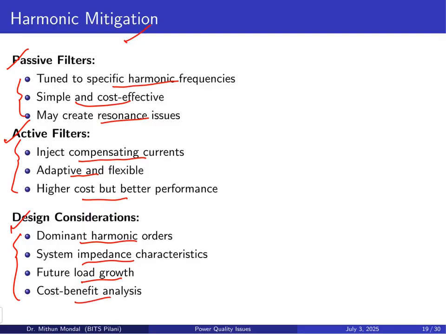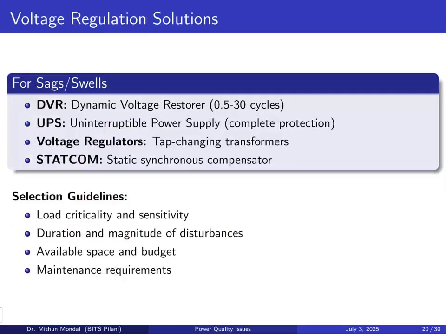Whenever a power system is designed, from the design point of view, we need to know these conditions: what are the dominant harmonic orders that can be in the system, what can be the future conditions in terms of load growth, what can be the impedance characteristic, and what are the cost benefits of designing and taking a proper mitigation measure.